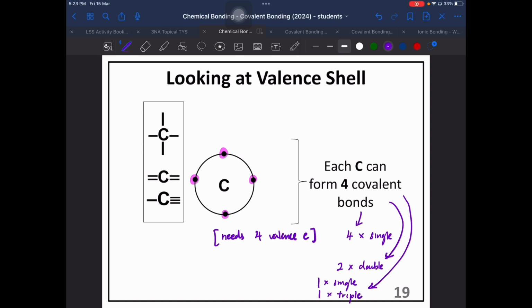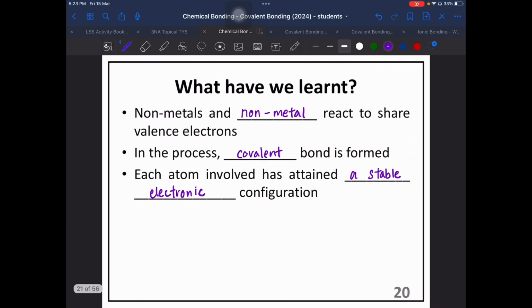So these are some of the things that you will think about when you're looking at a chemical, and trying to deduce how the dot and cross diagram will look like. Right. The next few worksheets will give you a better chance to practice this concept. Right. So in summary, what have we learned? We have learned that non-metals and non-metals, they will actually react by sharing valence electrons, and that's how we form a covalent bond. Right. And they do that because at the end of the day, just like what we have learned in ionic bonding, every atom wants this thing called a stable electronic configuration. Right. They want to reach this stability. If not, they will just keep reacting. Right. So that's what we have covered so far.